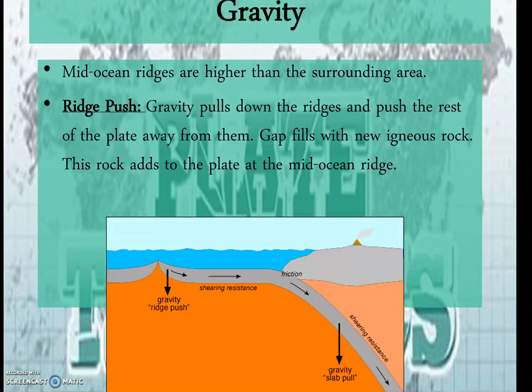So how does gravity cause the plates to move? Gravity wants to pull all of the things towards the center of the Earth. That includes mountains and, for example, mid-ocean ridges. So right here we have ridge push. Gravity pushes the ridges back down towards the center of the Earth, because that's what gravity does, pulls everything towards the center of the Earth. So gravity pulls down the ridges and the rest of the rock gets pushed down with them. At a mid-ocean ridge, lava comes out and fills the gap with new igneous rock. This rock adds to the plate at mid-ocean ridges.